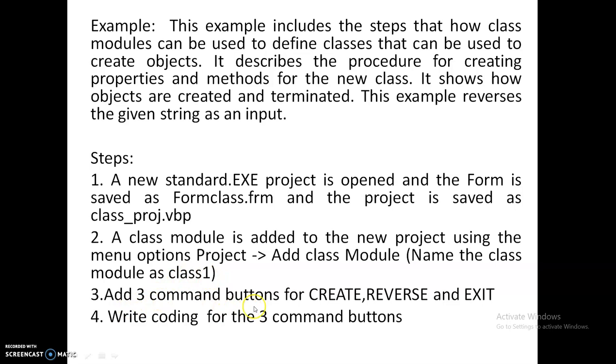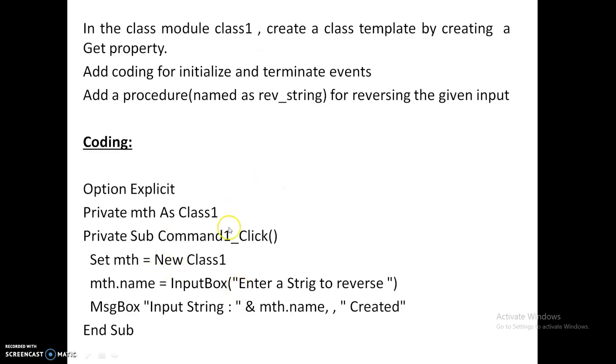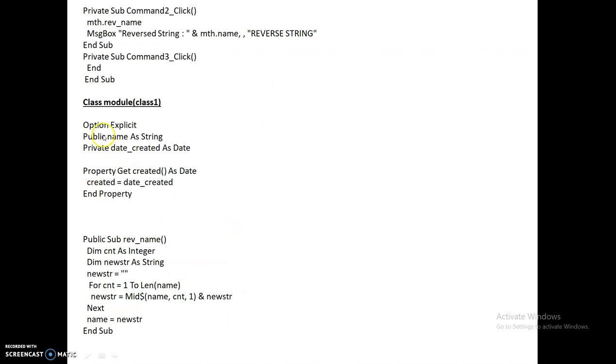Then add three command buttons for create, reverse and exit in the form design window. Then write coding for the three command buttons. Before writing coding for the three command buttons, we have to write coding for the class module. So this is the class module coding.